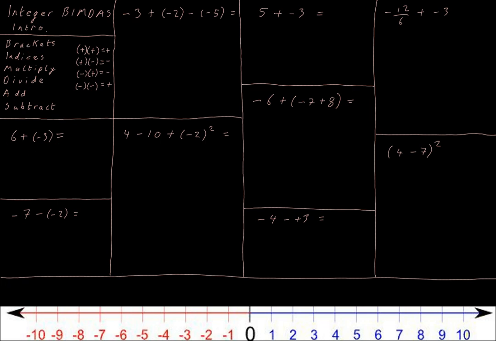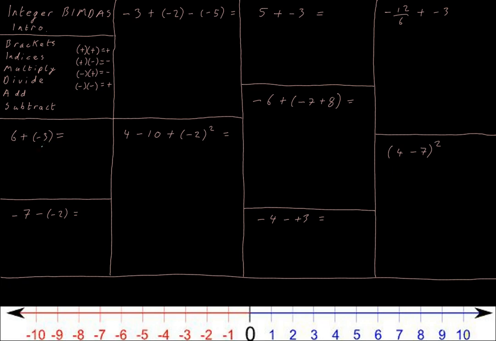Here we know we have our brackets, indices, multiply, divide, add and subtract. What one are we going to have to do first here? Well, I have 6 plus, so I have addition, and the plus is plus minus 3. So I see brackets sitting next to my plus. That tells me I'm multiplying. So I have to do my multiply before I do my adding. So if I look at the multiply I have to do, I have plus minus 3.